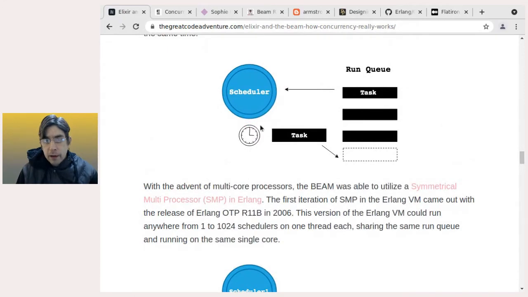Okay, and now there is this image, the scheduler. A task goes to the scheduler, is executed, then goes to the end of the queue. Then this other task goes, then the second task, and then the current task goes to the end of the queue, and that's how it works.